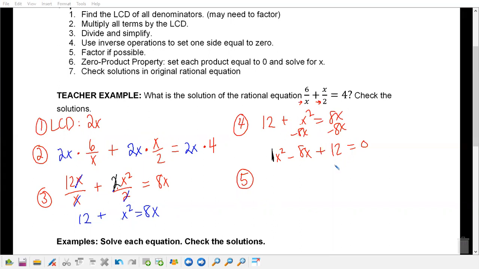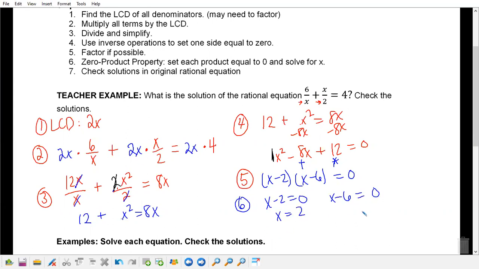All right, so to factor, what multiplies to give me 12 but adds to give me negative 8? My magic numbers are negative 2 and negative 6. Good job. Step 6 says use the zero product property to set each factor equal to 0. So we have x minus 2 equals 0, x minus 6 equals 0, and I have x equals 2 and x equals 6.